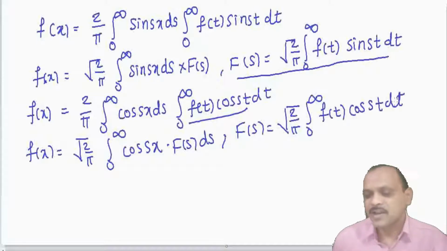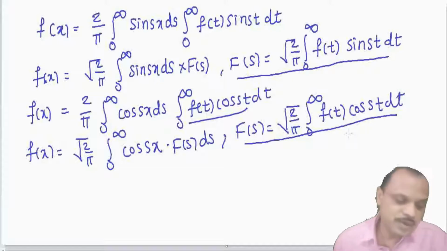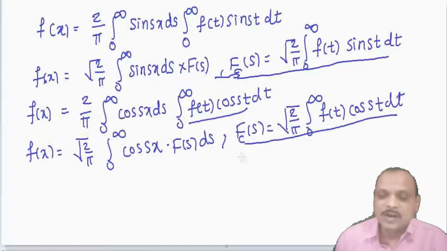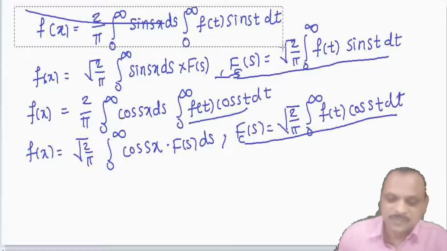Capital F of s is called the Fourier cosine transform and small f of x is called the inversion of the Fourier cosine transform. To differentiate them, we write a suffix s for sine and c for cosine. These are the simple formulas of the Fourier sine and cosine transforms. I will write these formulas once again and we will solve some problems depending on them.